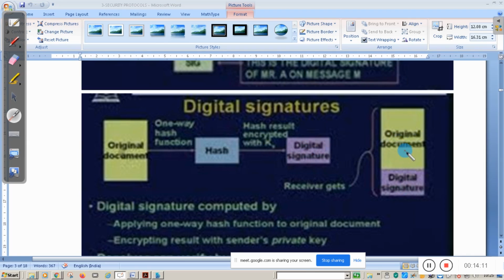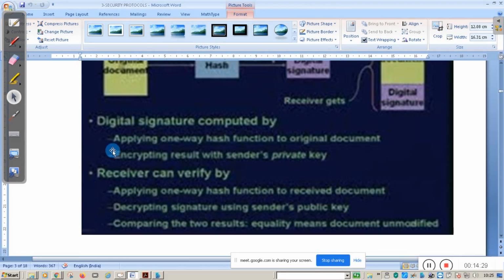Finally receiver gets original documentation and the digital signature. So hash value is encrypted with the private key, that is the digital signature, and finally original documentation and digital signature the receiver gets. So you see the computation. Digital signature is computed by applying one-way hash function to the original document, encrypting the result with the sender's private key. How the receiver can verify?